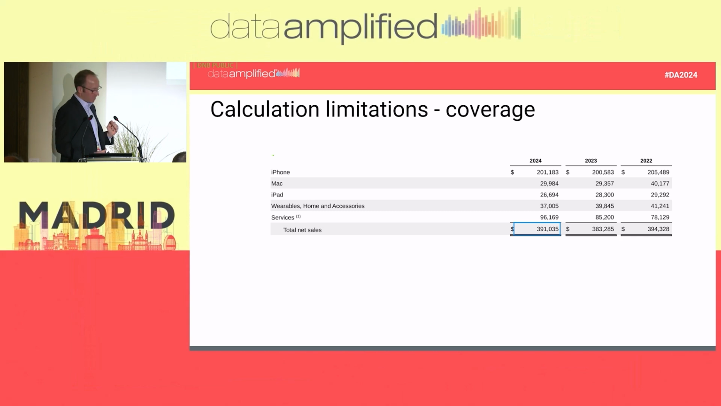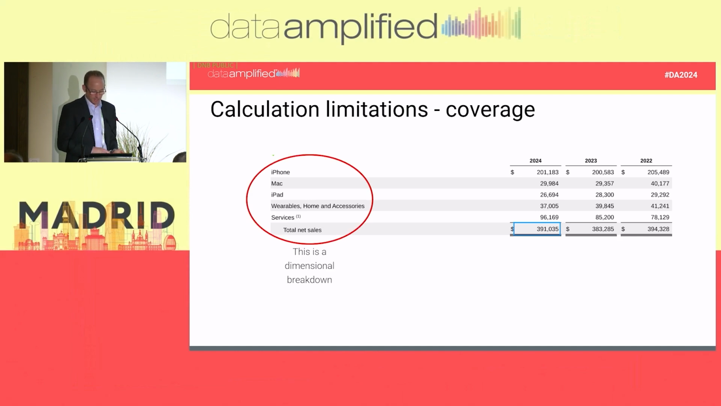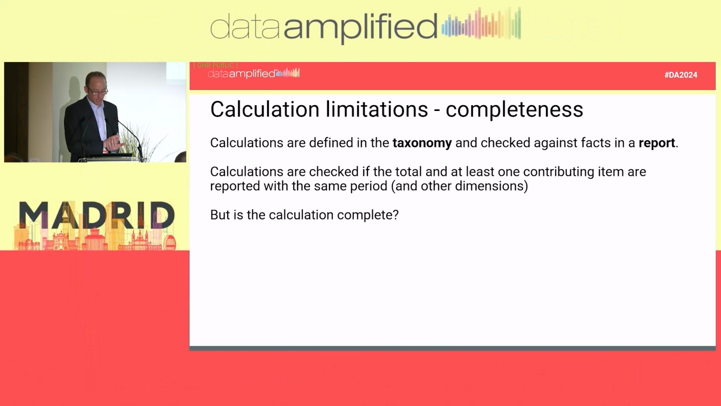Click on this number here, which is total net sales across Apple's different segments, and unfortunately that's a dimensional breakdown, and you click on that figure, very sad, there's no calculations, because calculations unfortunately can't do that at the moment. But they've got other limitations. The calculations are defined in a taxonomy, and then we check them against numbers in a report. How do we know where to check these? Which figures do we actually check?